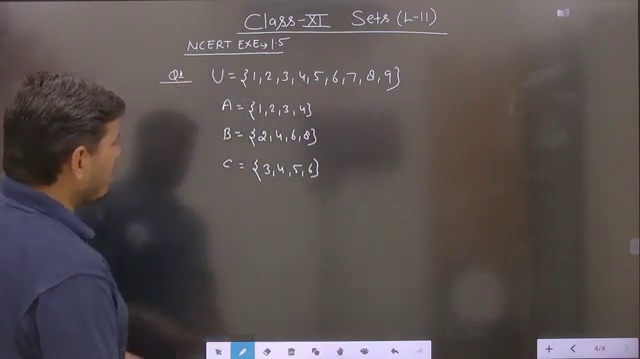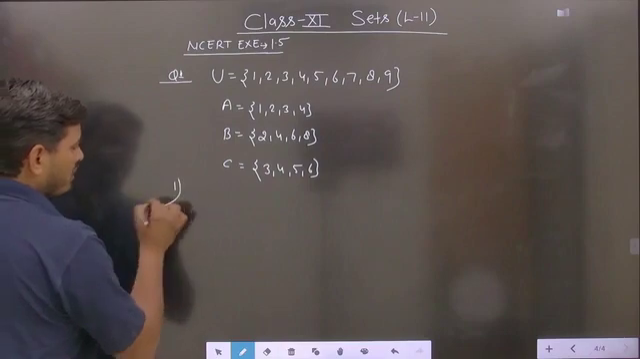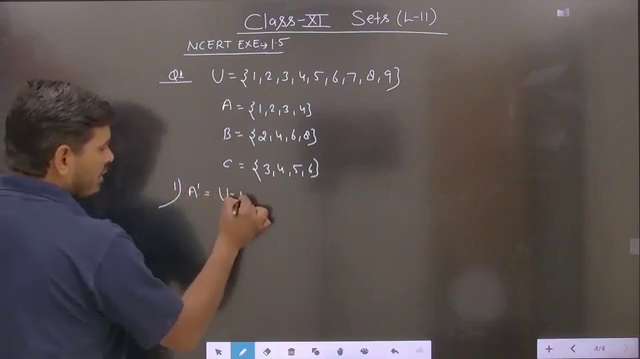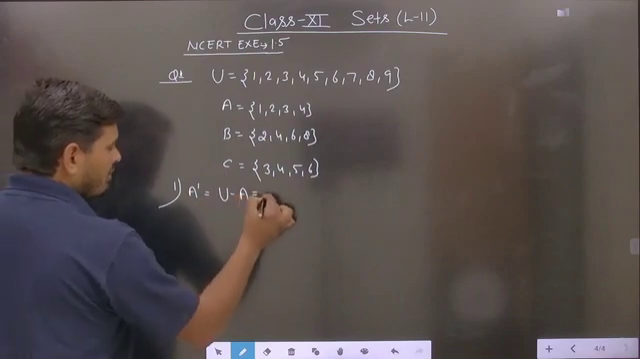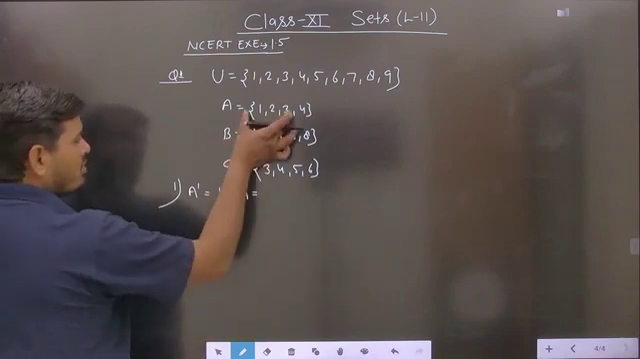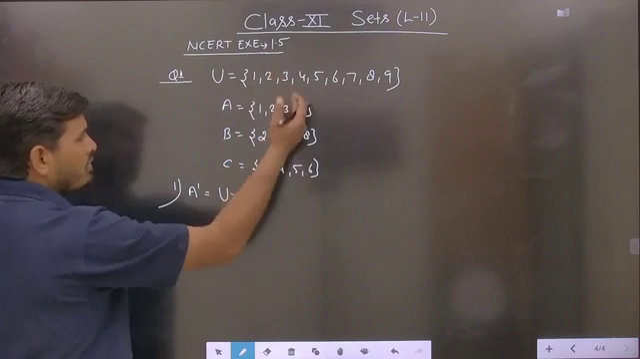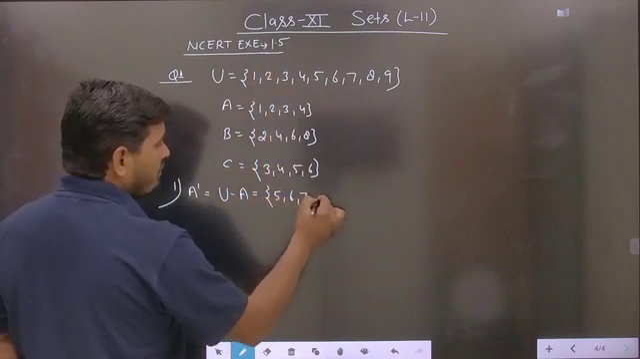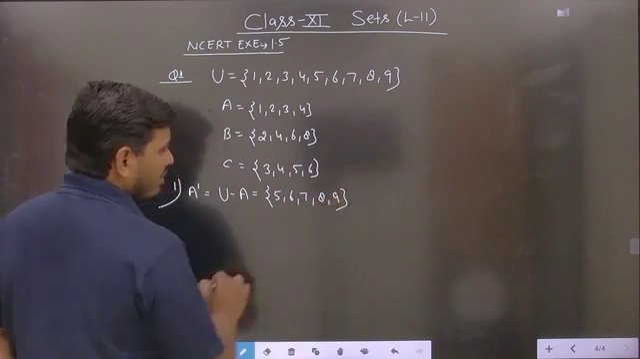Basically, students, the very first thing we have to calculate is A dash. A dash is written as U minus A, and U minus A means all the elements of A get subtracted from the set U. So I will write the answer as 5 6 7 8 9.